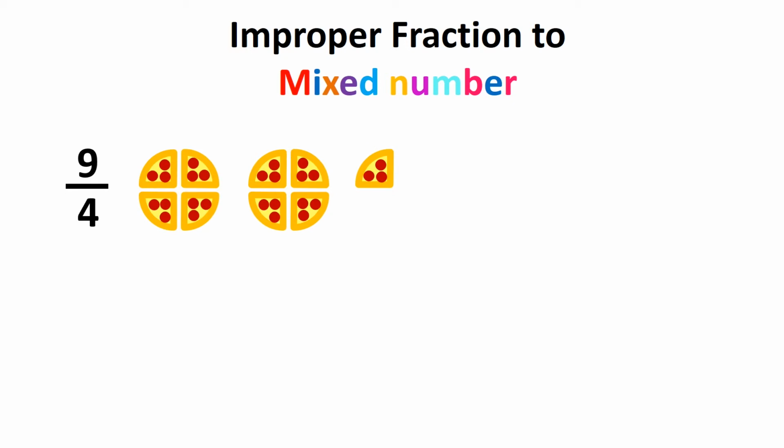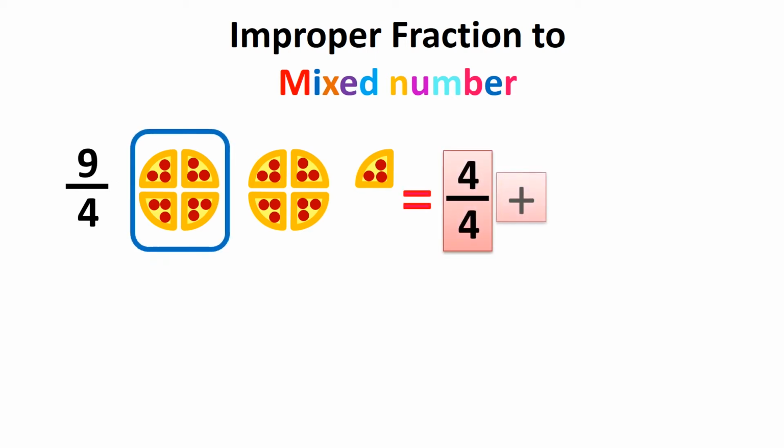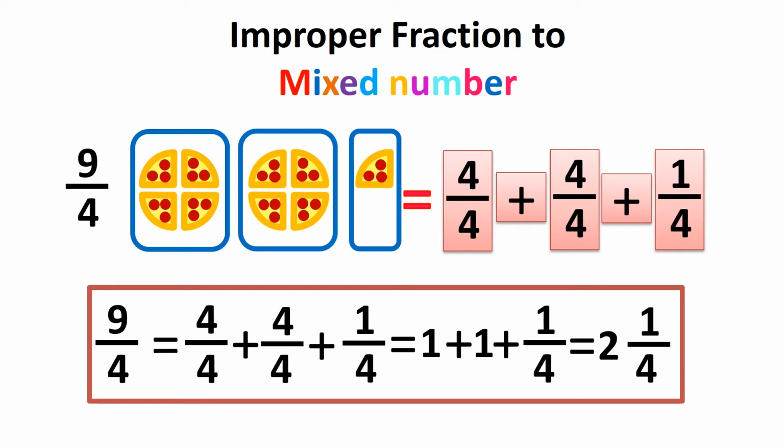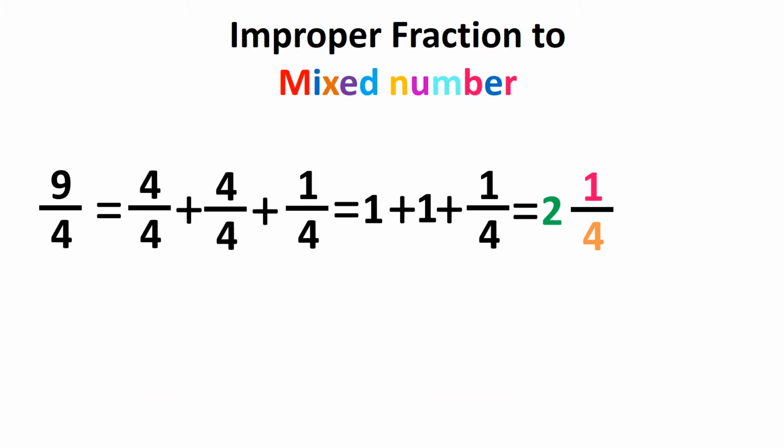From this picture, we can easily find that 9/4 is equal to 4/4 plus 4/4 plus 1/4. Since 4/4 is equal to 1, so 9/4 is equal to 1 plus 1 plus 1/4. That is 2 and 1/4. Now let's look at this equation in detail.